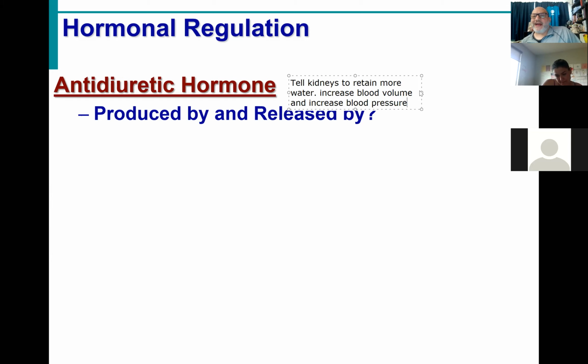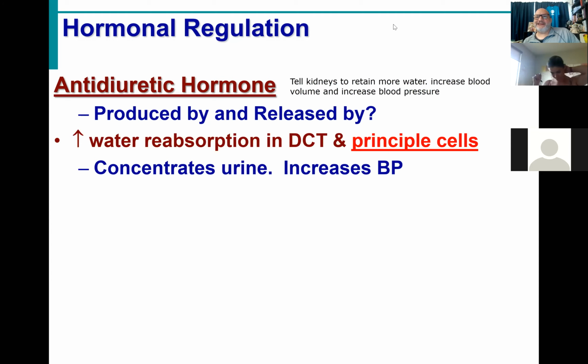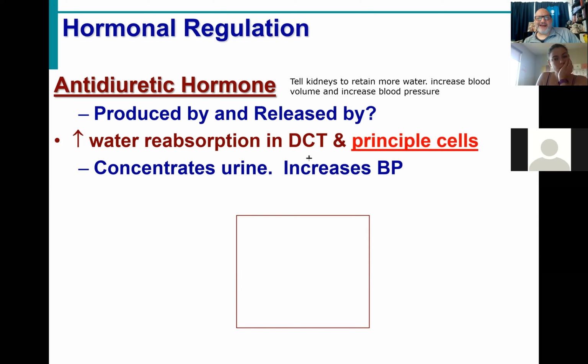So all we haven't talked about is where this occurs and how this occurs. Where this occurs is primarily in the distal convoluted tubule and the collecting ducts. In our collecting duct, specifically the principal cells, and in our distal convoluted tubule, these cells have vesicles. And on these vesicles is a special protein. And this special protein is called an aquaporin.